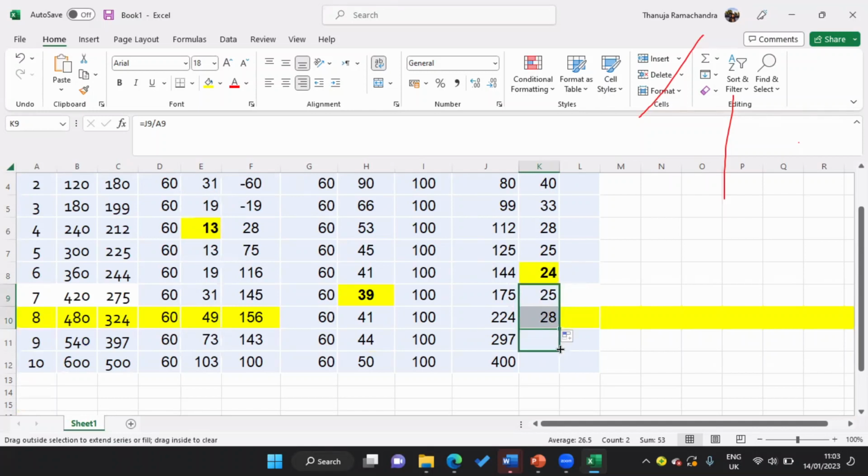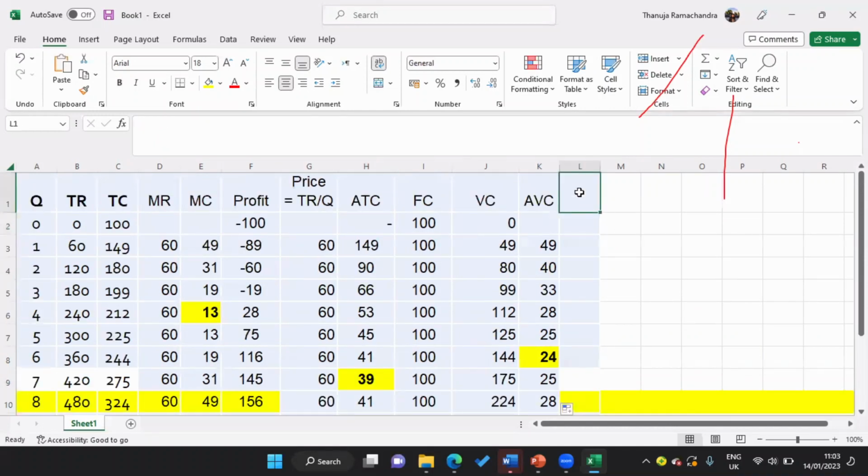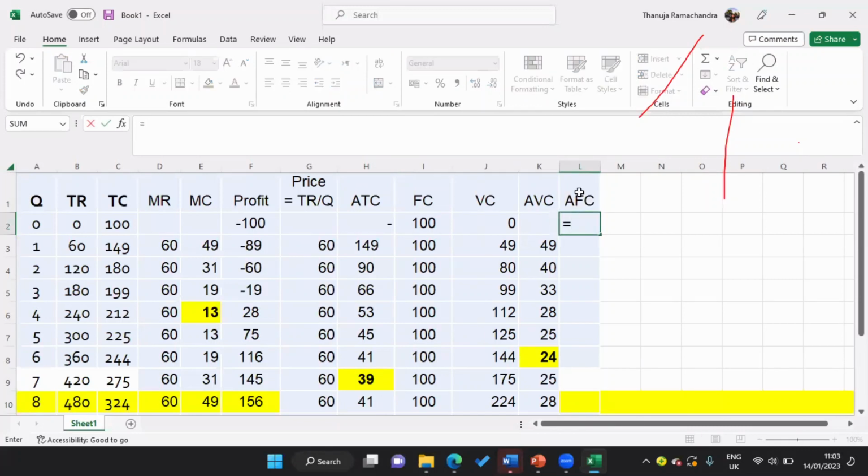28, it's increasing thereafter, 33. So the marginal cost is the first minimum, then the average variable cost is the second minimum, and the third minimum is the average total cost, right? Because this cost is always less than this cost, and this cost is less than this cost. Right. If you want, you can calculate the average fixed cost also. That is fixed cost divided by Q.